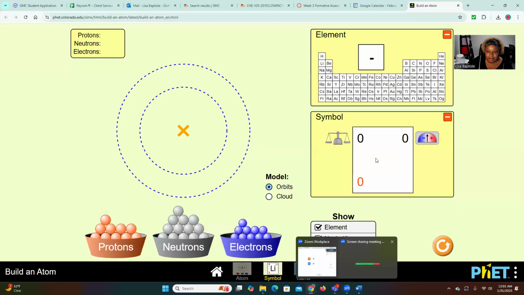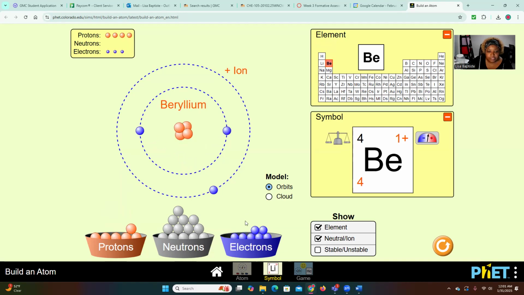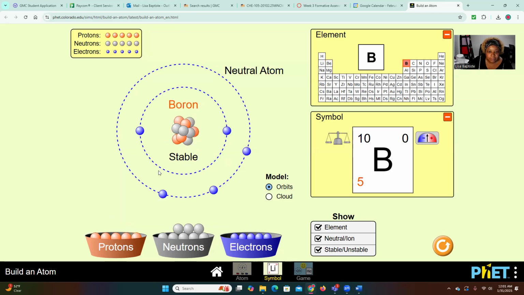All right, so if we look at here, say for example, I did 5 protons, we did 4 electrons. All right, and then we want to add some neutrons here. And make sure you click stable and stable. We want to make this stable. All right, but this is an ion, so we want to add an electron. All right, so now we have boron, a neutral atom here.